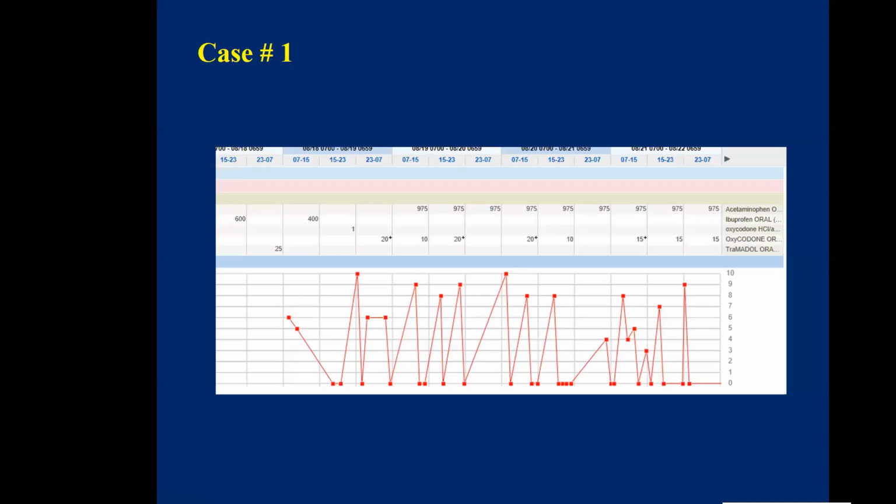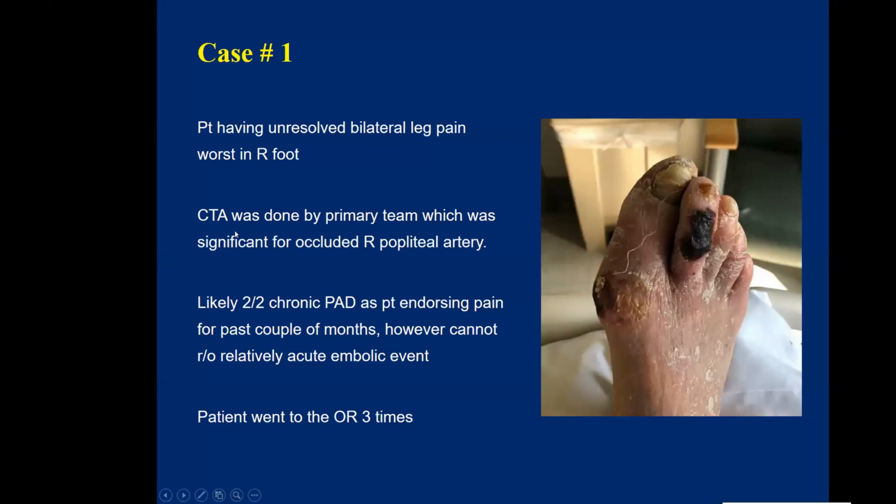asked vascular to see the patient because he had decreased pulses, and they did Dopplers. They said no indication for any further testing. This is just post-phlebitic syndrome and cellulitis, but pain that doesn't resolve is really something that should be concerning. So we decided to get some imaging. So he had unresolving pain.